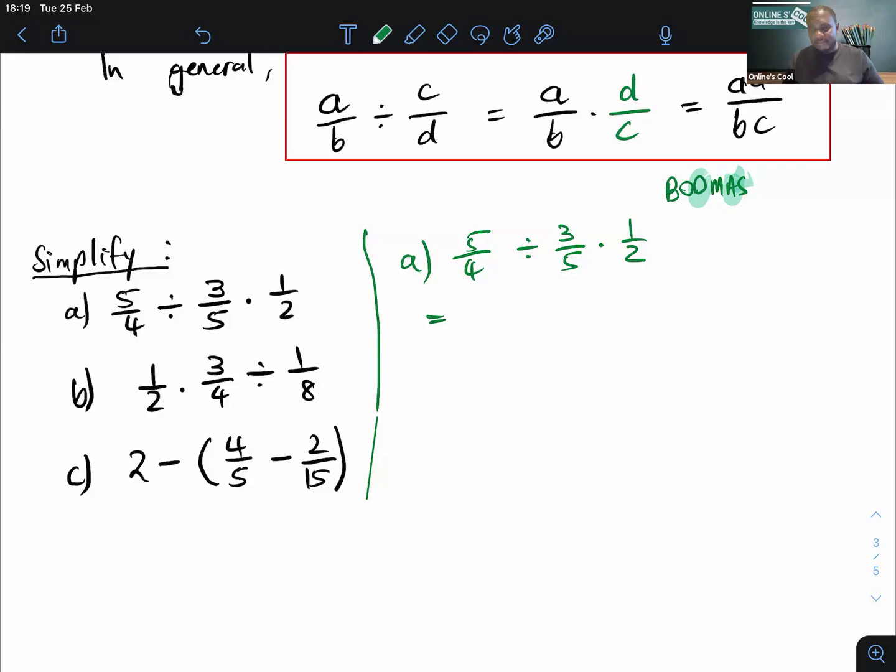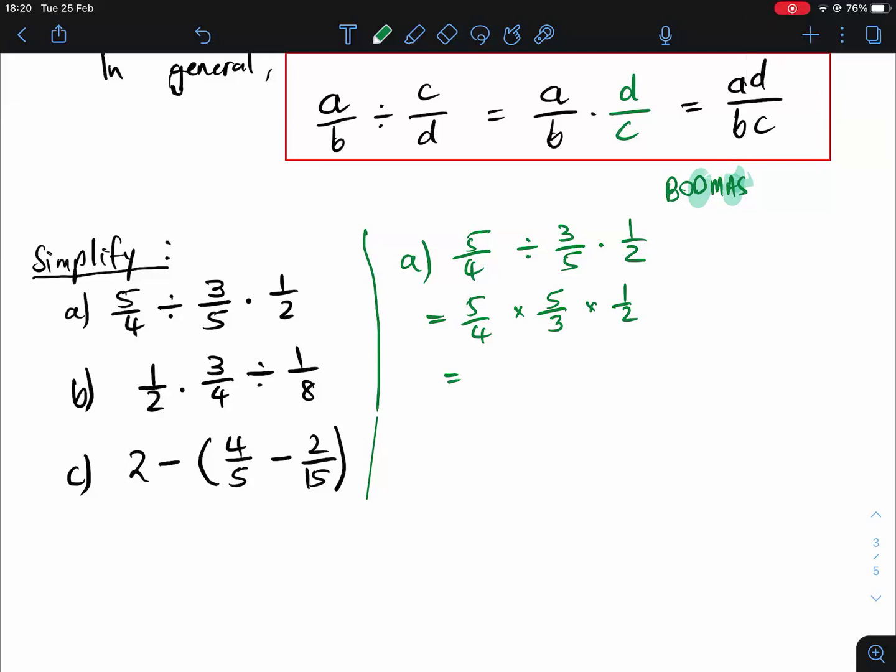And what can we do with the divide? It's something that we've just learned. Oh, we can change it to multiply by switching 3 over 5 to 5 over 3. All right. Now we have all multiply, multiply, multiply. What is now our answer?